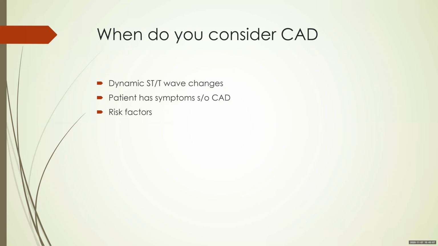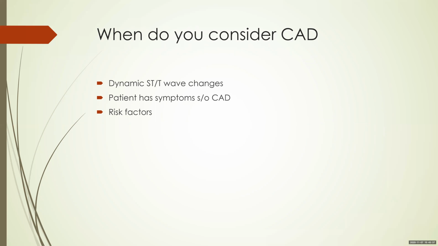So when do you consider a CAD? You can have normal variants, you can have non-cardiac conditions leading to T inversions, you can have cardiac conditions leading to T inversions which are not part of CAD, and finally you can have coronary artery disease. So when do you consider coronary artery disease? One is when you have dynamic ST T wave changes, like pseudo-normalization as in the previous case. Two, when patients have symptoms suggestive of CAD.